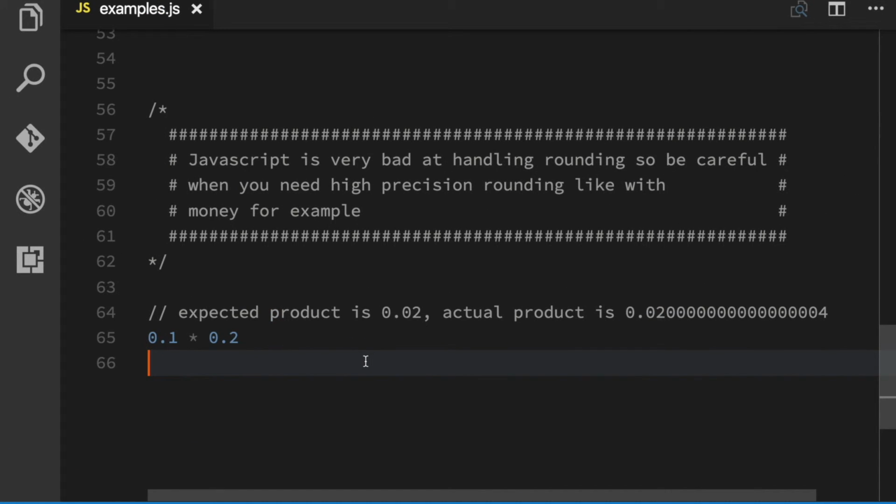The most important thing to know about JavaScript numbers is that JavaScript is extremely bad at handling rounding. So my suggestion to you as a new developer is that you don't use JavaScript at all for calculating money values or any type of mathematics that requires you to have a really high precision in decimal numbers. Just never do that. Remember that.